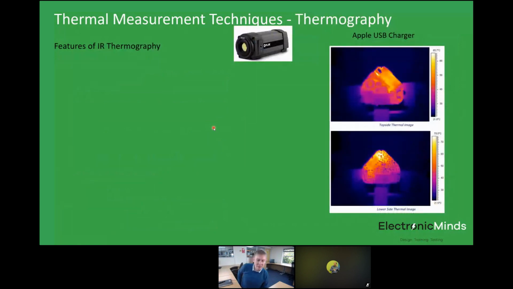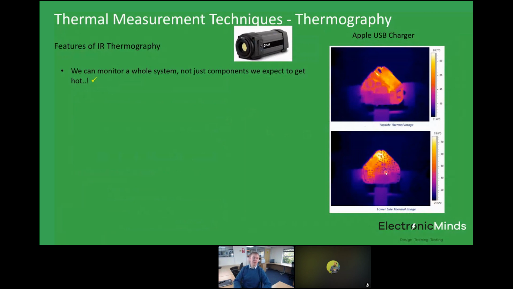So what do you do if you want to look at small components, or you're more interested in the system level behavior? Well, that's when you start using infrared thermography, and we use this sort of a camera here for this sort of analysis. That same Apple USB charger we ran under the thermal camera here, and you can see the sort of thermal profiles quite nicely here.